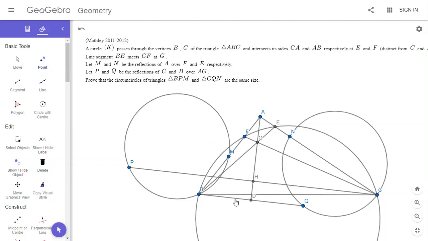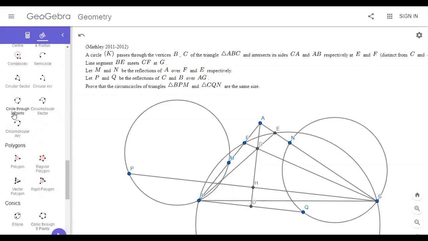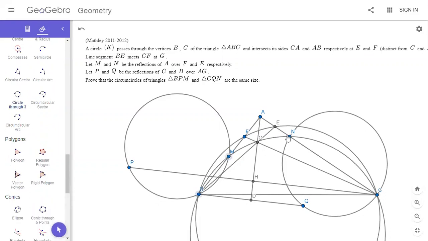So A has the same power. Is that obvious? So the power of A with respect to both circles is the same if BMNC is cyclic. I guess we want to show BMNC is cyclic. And that's obvious by power of a point, right? I think this might be an easy problem. So BMNC is cyclic, and so A has the same power with respect to both circles.